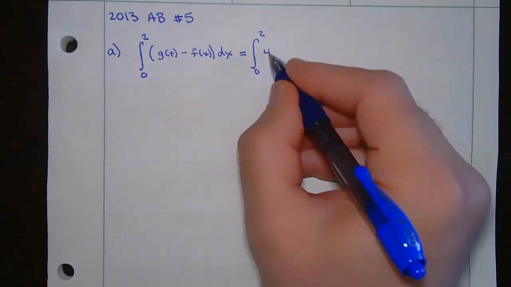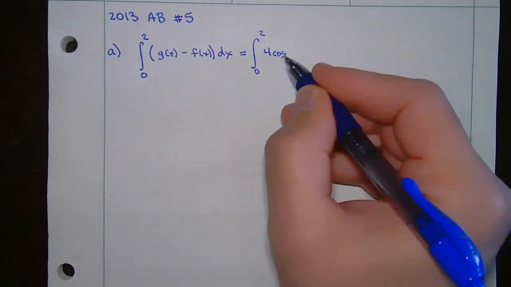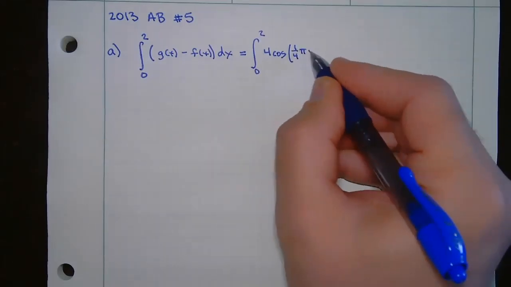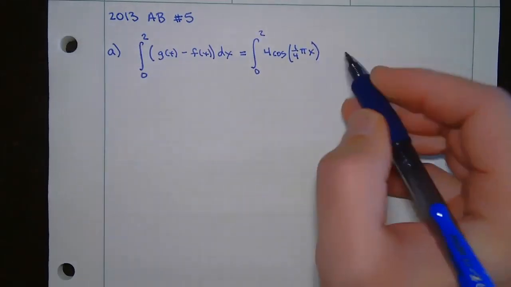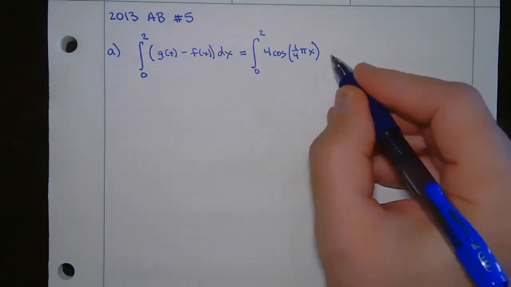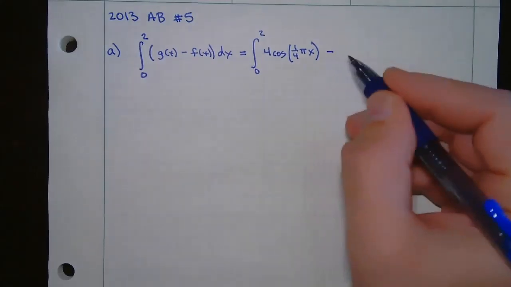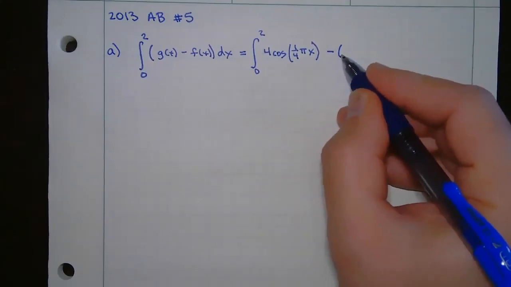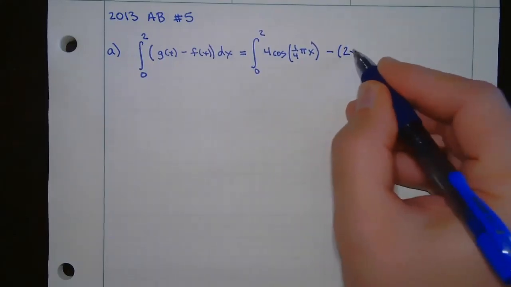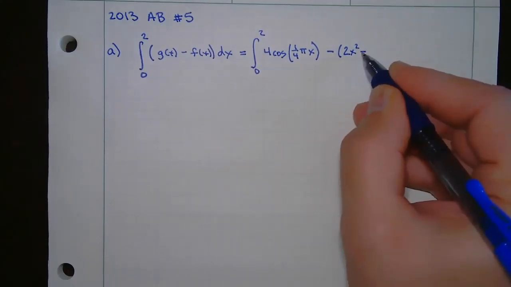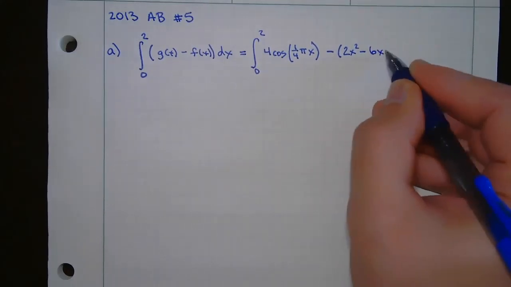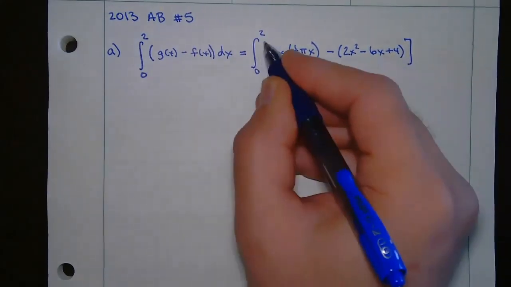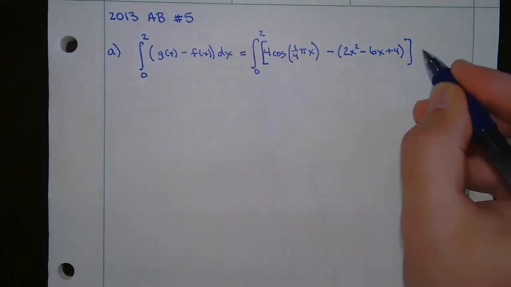Okay, so this is equivalent to the integral from 0 to 2, and then g of x is 4 cosine of 1/4 pi x. Okay, and then minus, and then it's going to be the 2. So I'm going to need parentheses because I'm subtracting 2x squared minus 6x plus 4. Okay, and I'm going to put a bracket around the entire thing, and then dx, right?